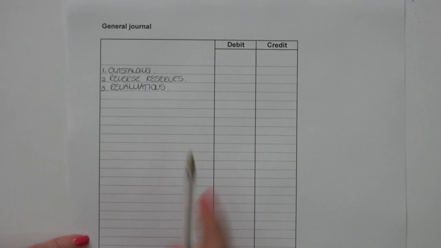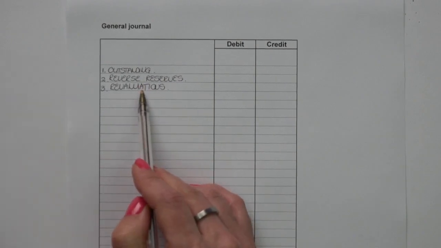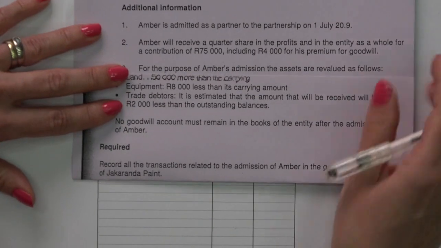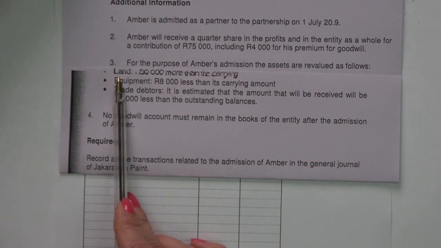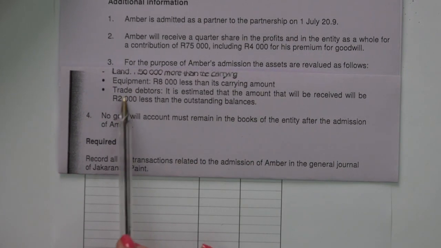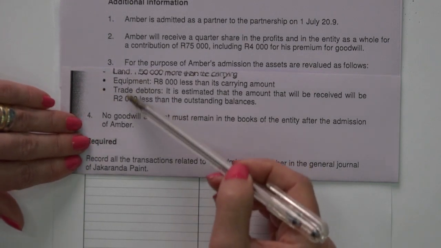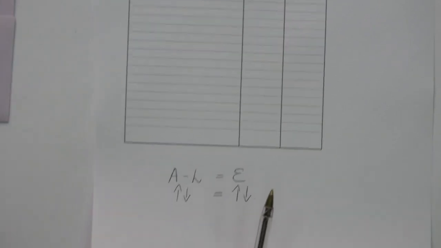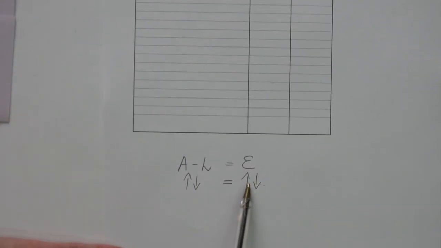Now, if the revaluation is done for the admission of a partner, that implies that the old partners have been slaving away to get to the new values of the assets. If we then change the value of the land, like in number 3, where they tell us that it was 50,000 more than the carrying amount, the same with the equipment and the trade debtors, as soon as we have changes in these assets and liabilities, the changes will only influence the old partners' capital accounts in the old profit sharing ratios.